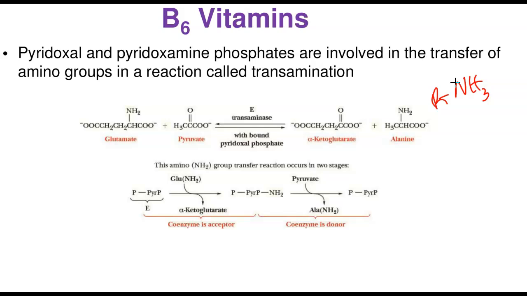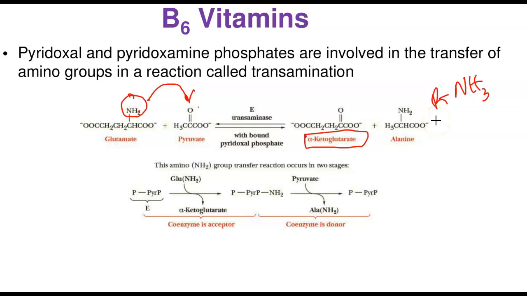So in the metabolism of amino acids, what happens here? Glutamate is acting as a source of amino group, which it wants to put on top of this place. The function of this enzyme, which we call the transaminase, is to take this amino group and connect it here. When it does that, glutamate will form a keto acid. This keto acid here is alpha-ketoglutarate. And this is pyruvate. When you add an amino group to pyruvate, it forms alanine, which is an amino acid.